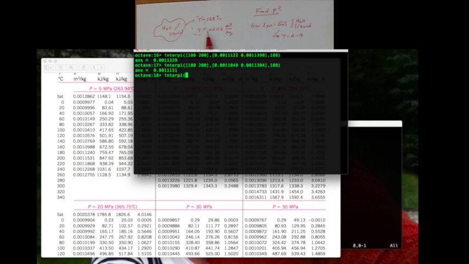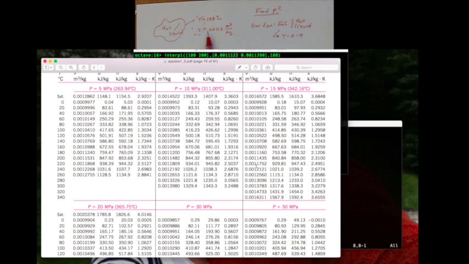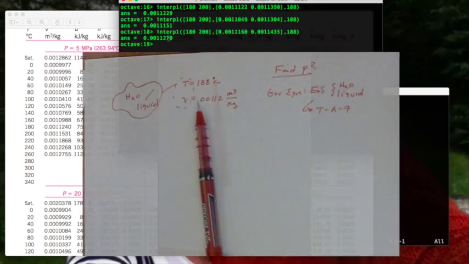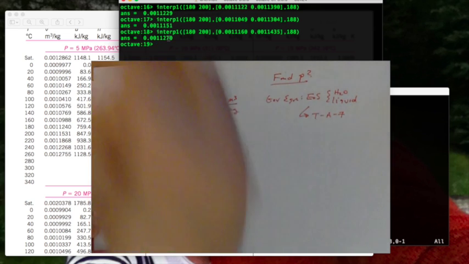Interp 1. Actually, let's just use our previous code and put in the values at 15 megapascals for 180, which would be right here, and 200. And we can see that, oh, this value is still larger. So in other words, if I were to make my table, it would look something like this.